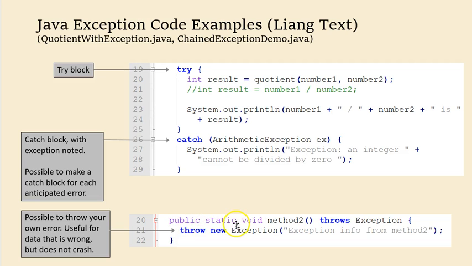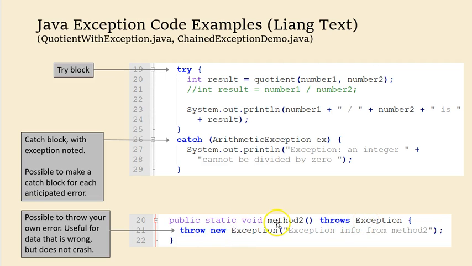You are allowed to throw your own error. Look at that, throw new exception. An exception is an object, so you created a new exception object. You're allowed to throw your own exception. And if you do that in a method, the method has to say that the method throws an exception.